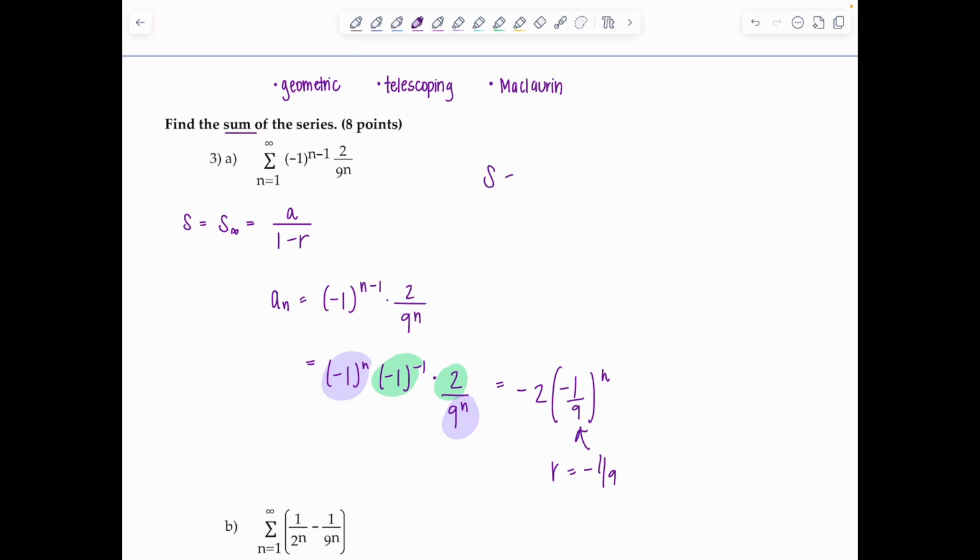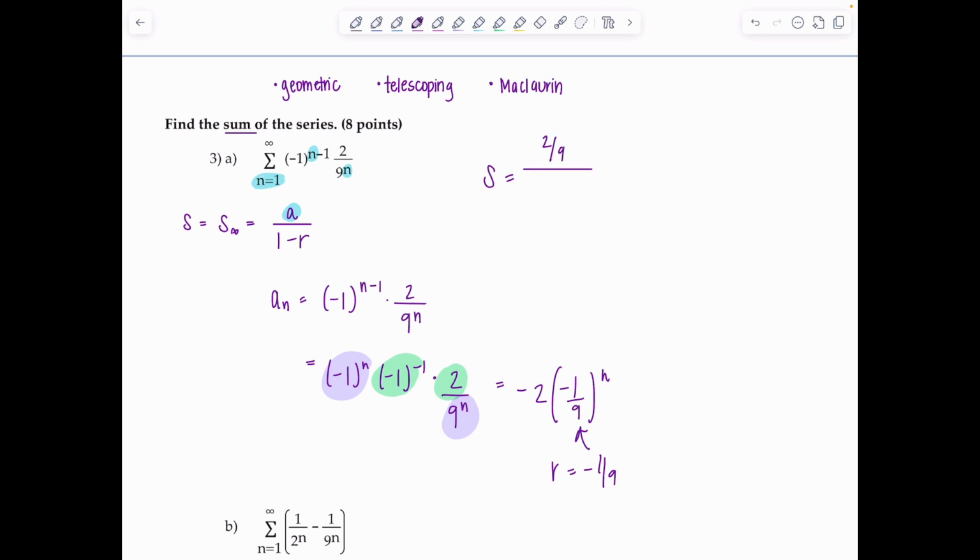Perfect. So the sum is going to be the first term. So a is the first term. This guy starts at 1. So if I sub in 1 for n, my very first term is 2/9.